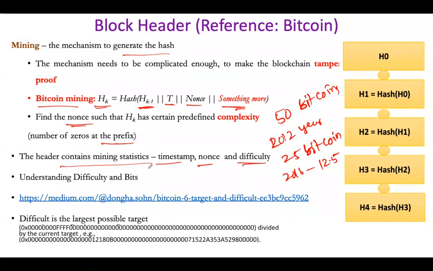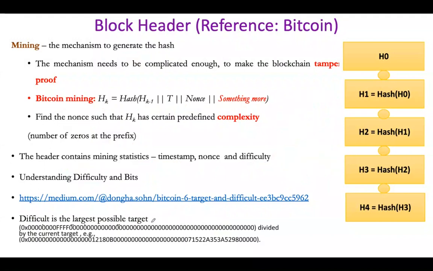To understand these difficulty and bits in more detail, please go through this link so that you know what mathematical calculation is done to compute the difficulty based on the target, how that target is converted into hexadecimal format, and how the newly computed target is compared with the previous target, so that it is checked whether the conditions are fulfilled or not.